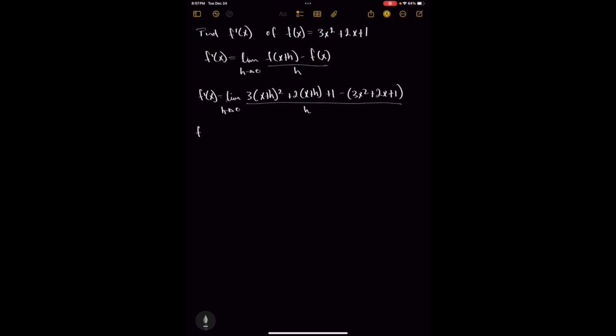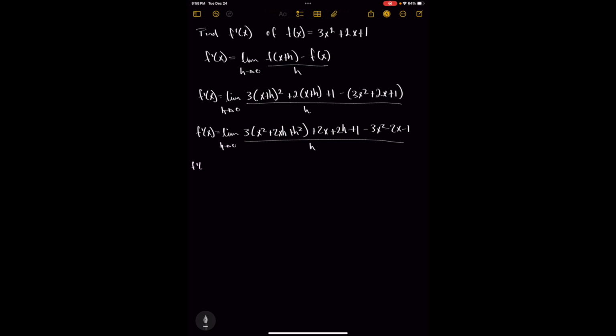The second step is just simplifying further. We have the limit again, so this is going to be 3 times, and x plus h squared is x squared plus 2xh plus h squared, plus 2x plus 2h plus 1. We just used the distributive property to multiply that 2 into the x plus h. Then we added the 1, and then everything on the right, the original function, would just change its signs here. So negative 3x squared minus 2x minus 1, and that's going to be over h as h approaches 0.